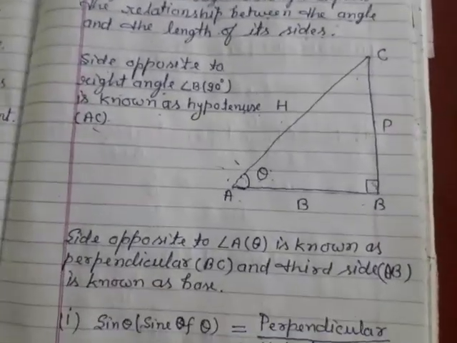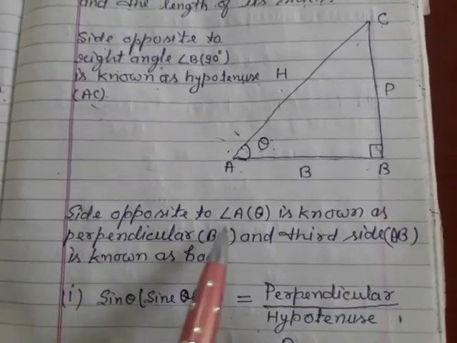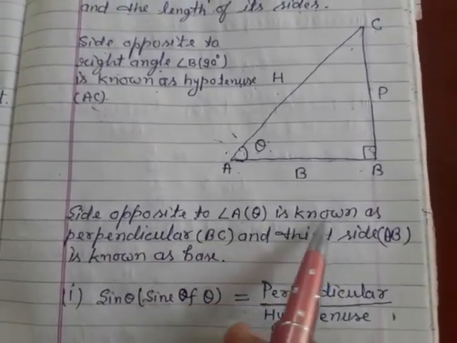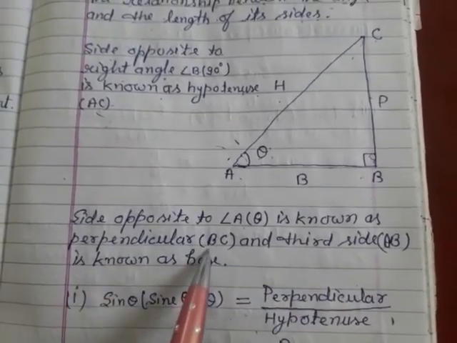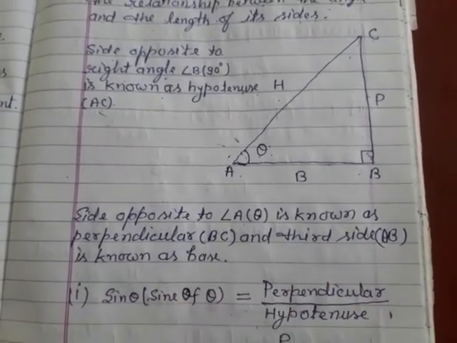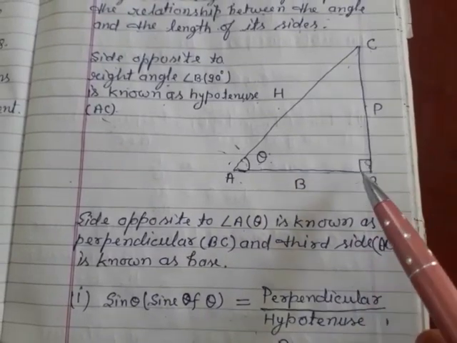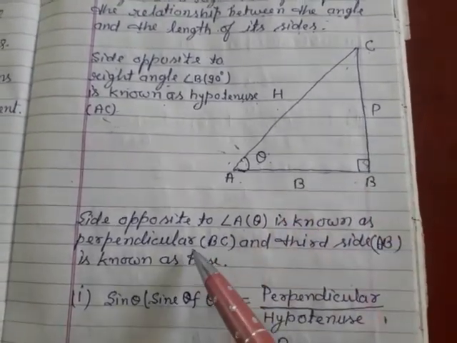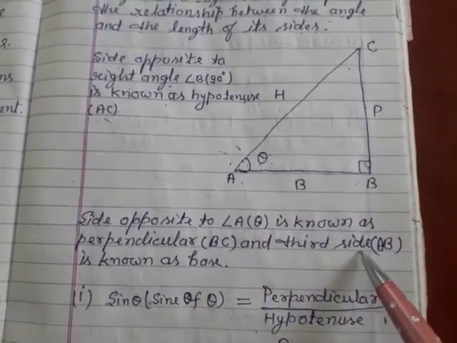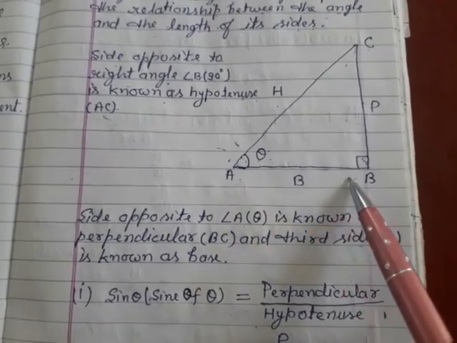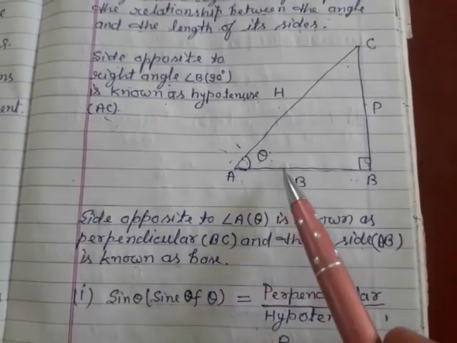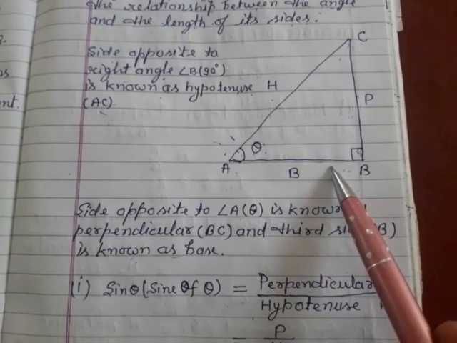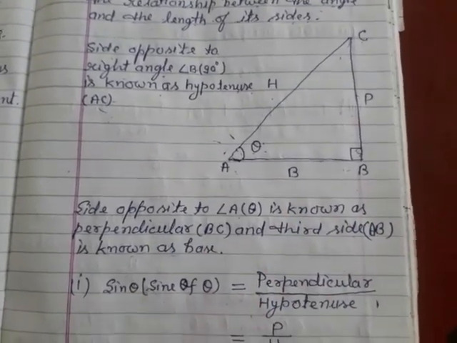Now, the side opposite to angle A is known as the perpendicular, BC. Clear? BC. And the third side AB is known as the base.